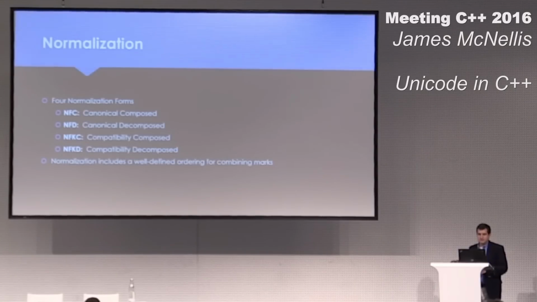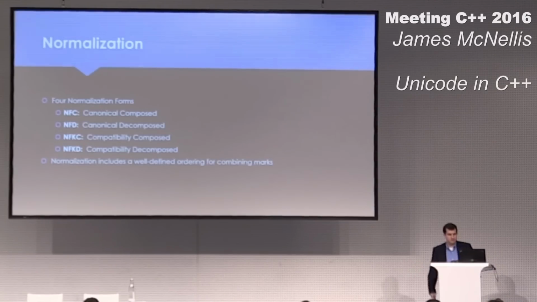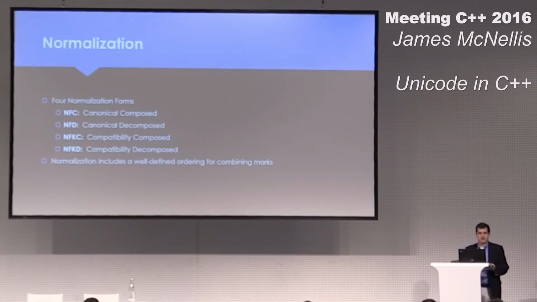So Unicode defines 4 different normalization forms. It first has canonical and compatibility forms, so that depends on which kind of equivalence is used during the normalization, and then composed and decomposed for each of those. So that's whether when normalizing it prefers the composed form or the decomposed form. And the normalization also includes a well-defined ordering for the combining characters. So like we had the example of the A with the 2 different combining characters, there's a well-defined order in which those should appear.